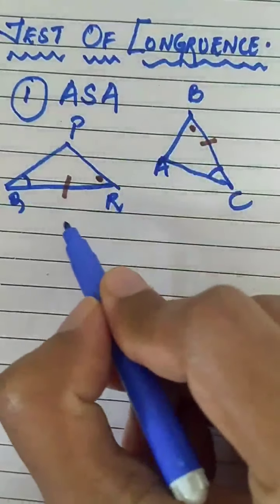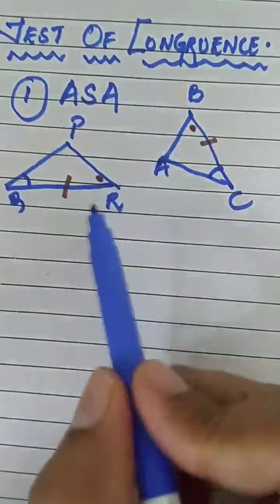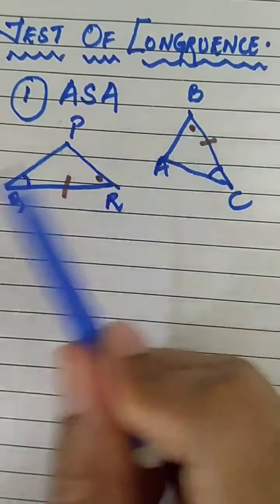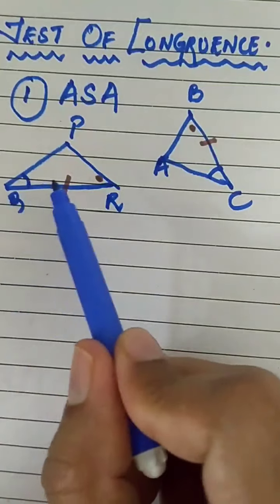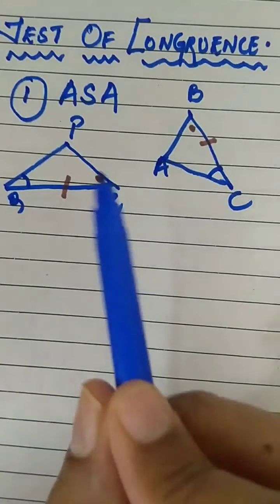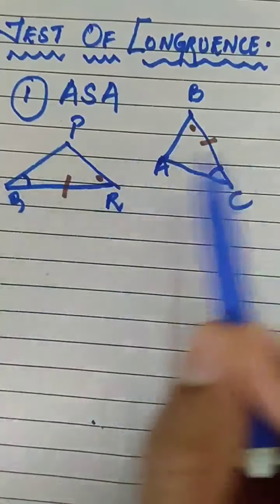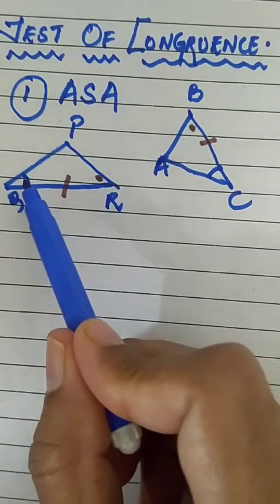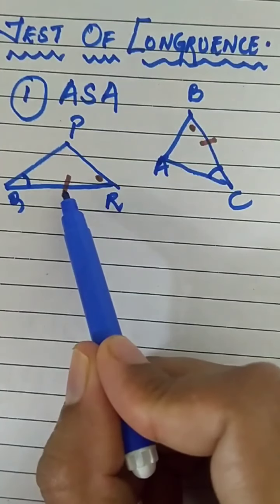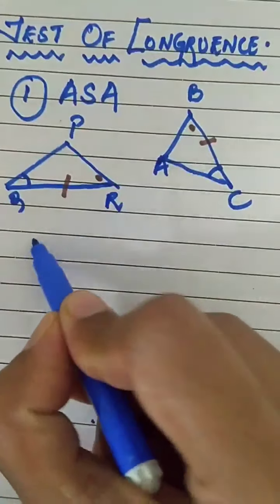We need three criteria to prove two triangles congruent. Three things we need to prove two triangles congruent. If we are successful in getting three things, that is two sides, one angle, or three angles, or three sides, like that, three things we need to prove two triangles congruent. So here I got two angles and one side. By which test are these two triangles congruent? Just you have to write.